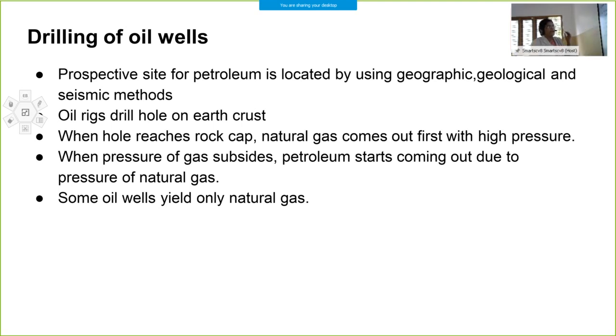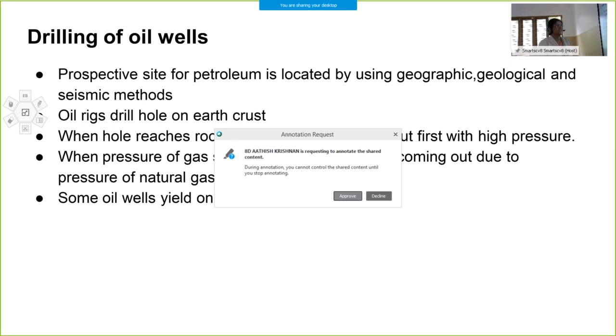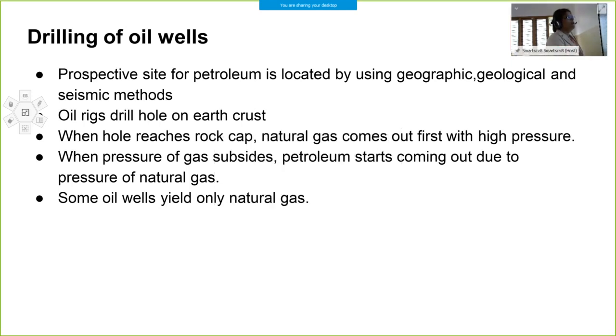With the help of the driller, it drills a hole in the earth's crust, and when the hole reaches a rock cap, natural gas comes out first with high pressure. When the pressure of gas subsides, petroleum starts coming out due to the pressure of natural gas. Some oil wells yield only natural gas. So this is not an easy process.